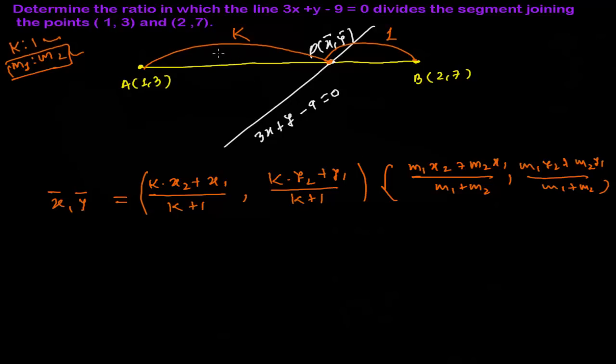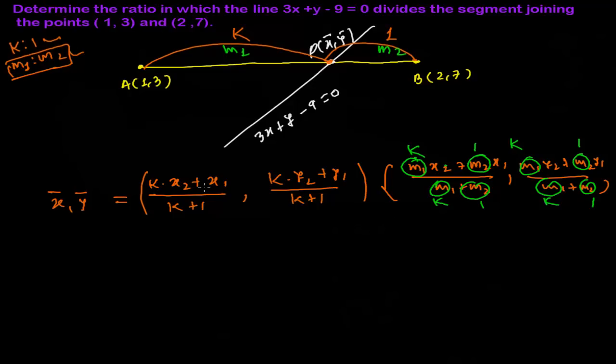Here, if we imagine k as m1 and 1 as m2, then we will have this kind of formula. So if you replace this m1 by k and this m2 by 1, what happens? Let's see. We're just going to replace them with k and 1. So what do you get? You'll get exactly this: k times x2, kx2 plus x1. Right? Let me do it here.